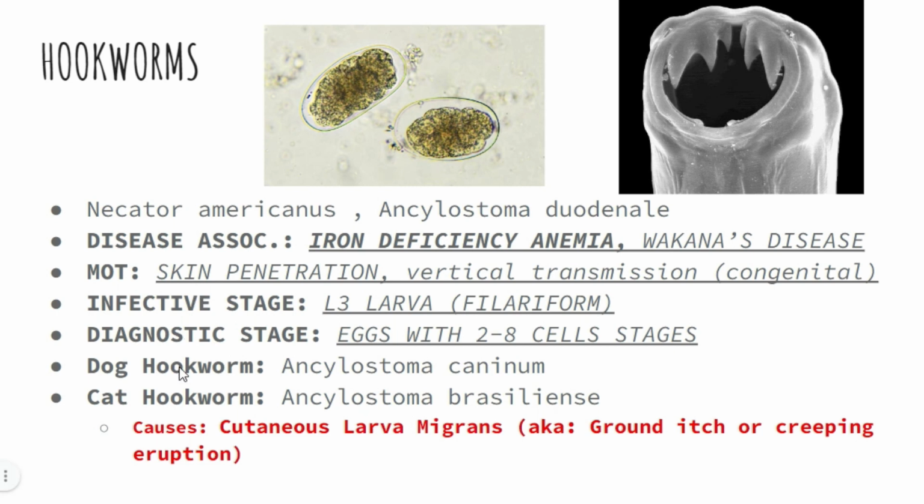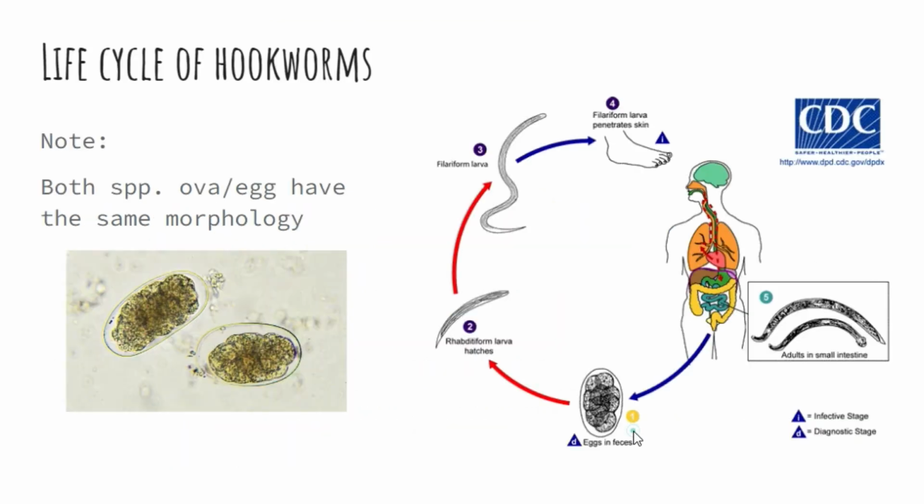Recall that the dog hookworm is known as Ancylostoma caninum and the cat hookworm is Ancylostoma brasiliense. The dog and cat hookworm can cause cutaneous larva migrans, also known as ground itch or creeping eruption. Our hookworms are commonly acquired through skin penetration, especially when barefoot, without slippers, stepping on soil. So, ground. And the itch is because during skin penetration, the hookworms cause disturbances and itching. That's why it is known as ground itch or creeping eruption.